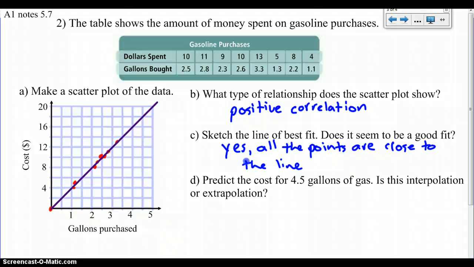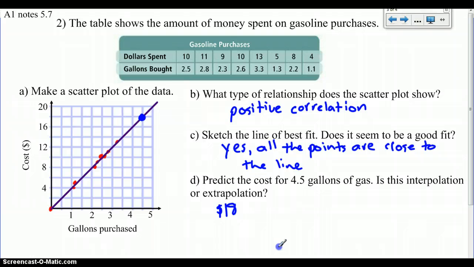Okay, the next question. Predict the cost for 4.5 gallons of gas. Alright, and it's a two-part question here. Here's 4, here's 5, so we'll go halfway in between. And what I'm looking for is where it intersects with that line. So it seems to me that a good estimate of what it would cost for 4.5 gallons would be $18.